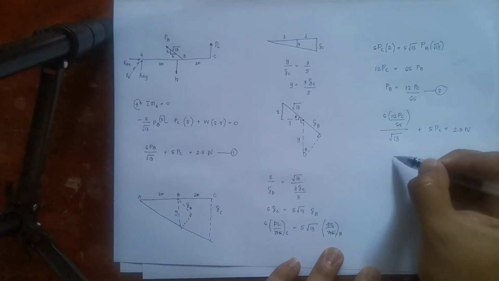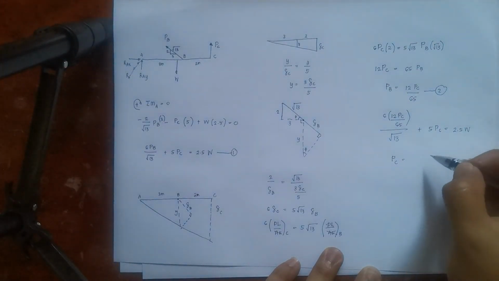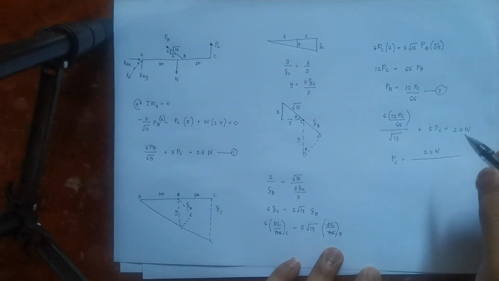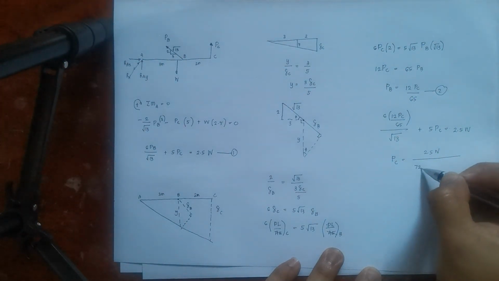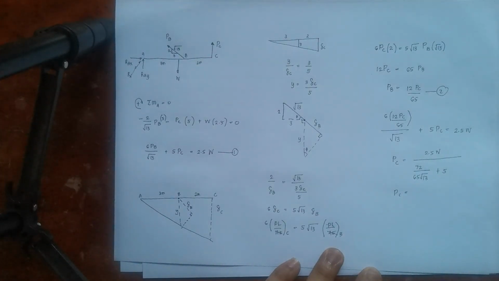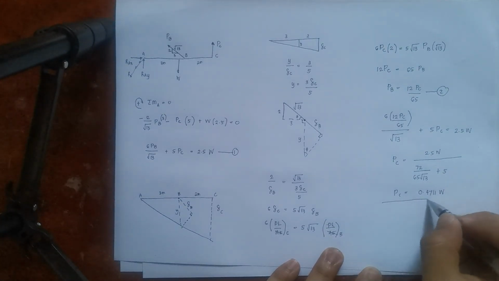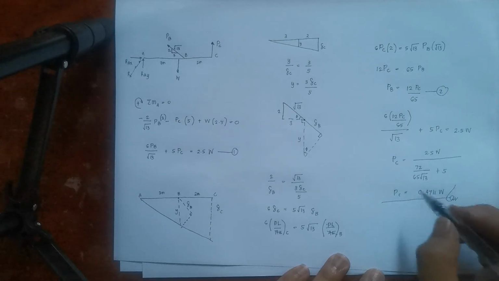So, pag simplify po natin, makukuha na natin na ang PC ay equivalent kay 2.5 W over 72 over 65 square root of 13 plus 5. So, PC will be equivalent to 0.4711 of W. In terms of W po tayo, since wala pong weight na binigay, hindi po natin masasolve.